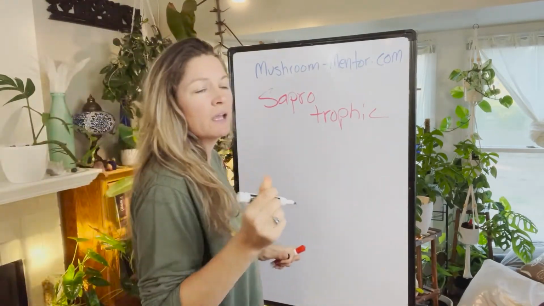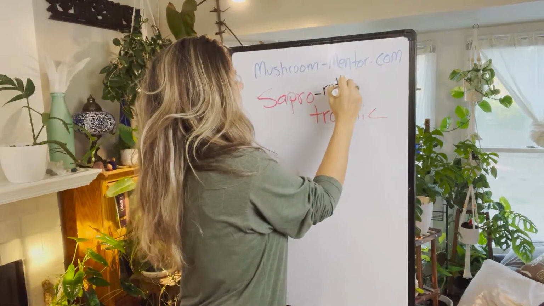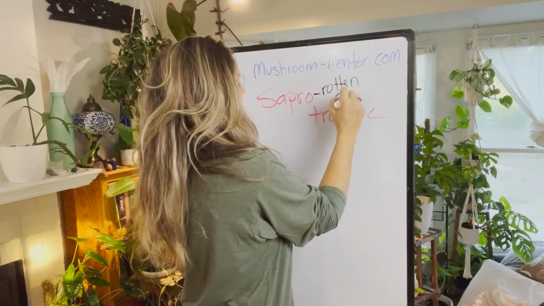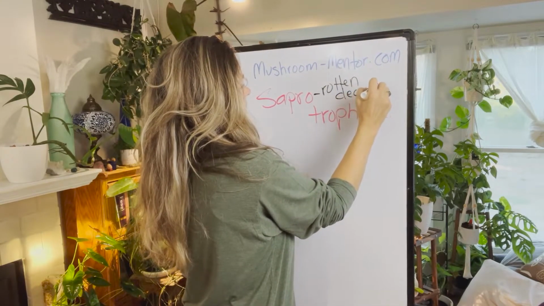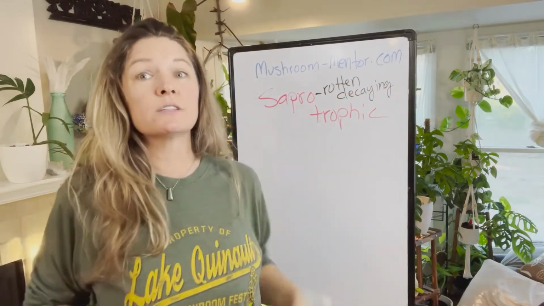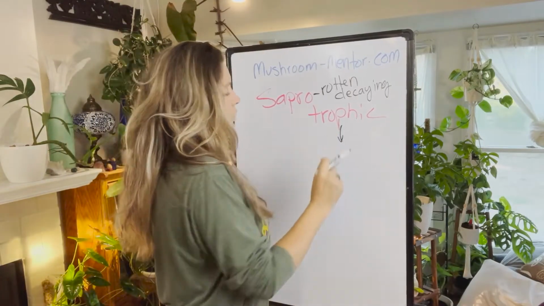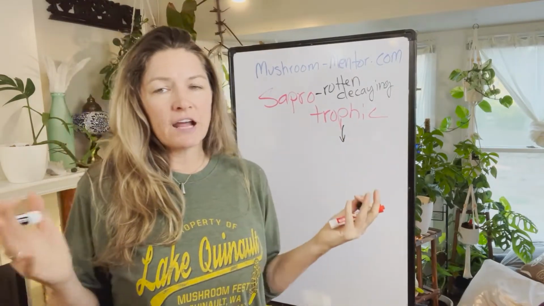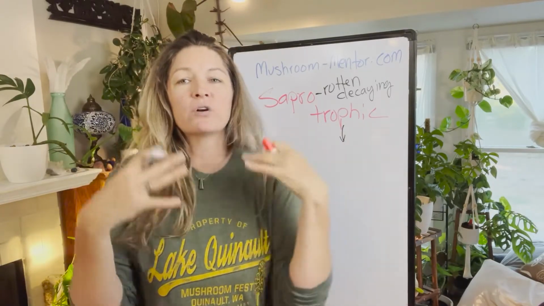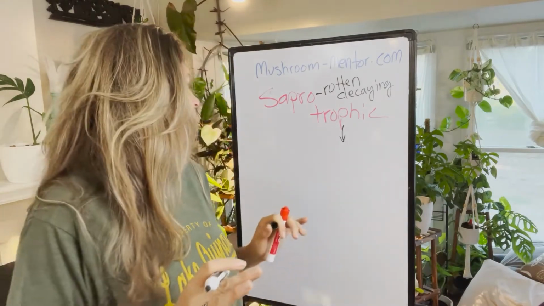Okay, so sapro means rotten, decaying. Also from ancient Greek, translated into scientific Latin. And then trophic, which from my scholastic endeavors, to me means like a modality of doing so.